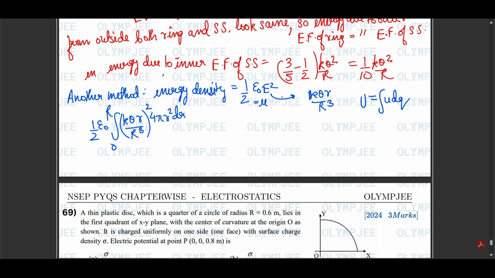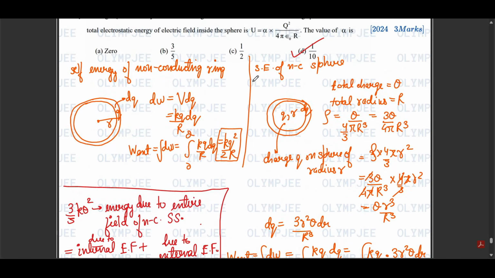And dv, right? U multiplied by dv, because this is the energy density, and if we multiply density with the volume of the elemental ring, then we will get this, and if we integrate the rings from 0 to r, then we will get the entire energy. So this also gives us 1 by 10 q square by r, so 1 by 10 is the answer, right? This was a good question. I have given two methods.